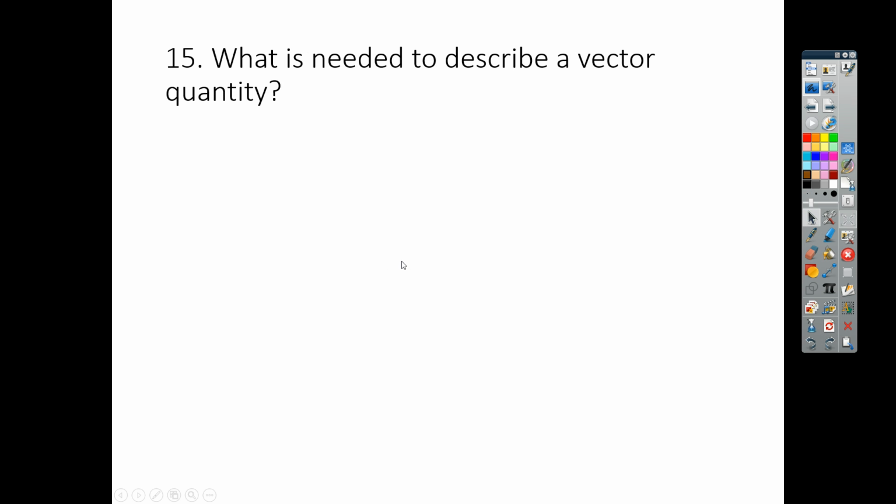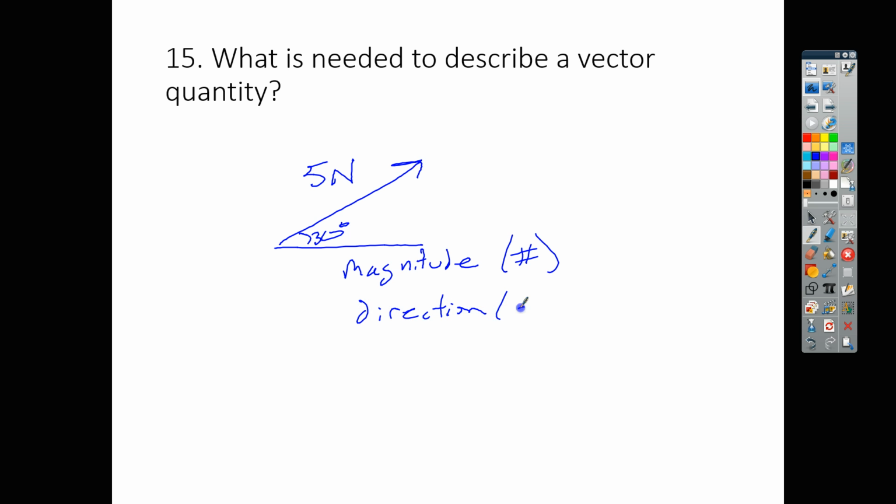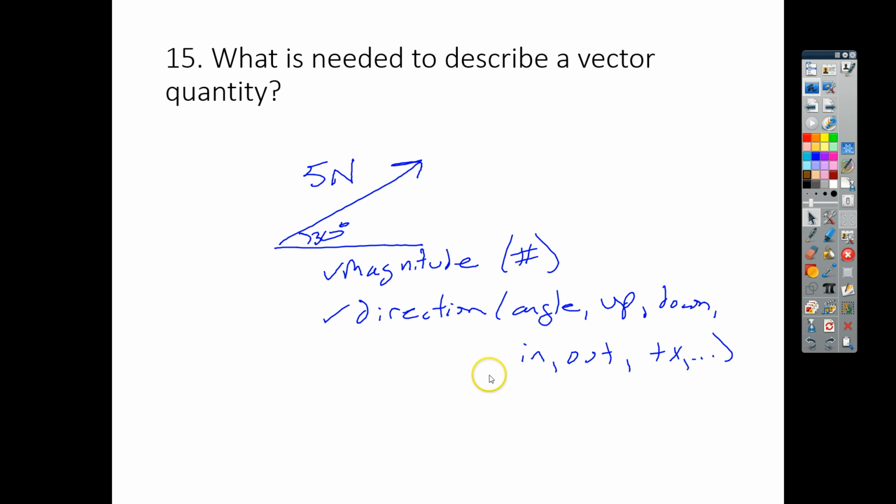For the next question, number 15, it says, what is needed to describe a vector quantity? If you remember, for a vector, I have to have magnitude. So that's like a number of some sort. So this is 5 newtons. And then I also need a direction. So the direction on this, let's just say it's 30 degrees. That could be an angle. That could be up, down, in, out, or positive x. I think you get the gist here. It just needs to tell both the magnitude, number 1, and the direction, number 2. And those are the conceptual questions for Chapter 2.